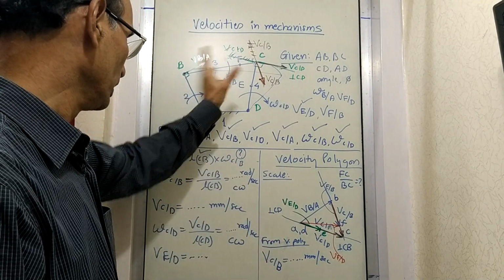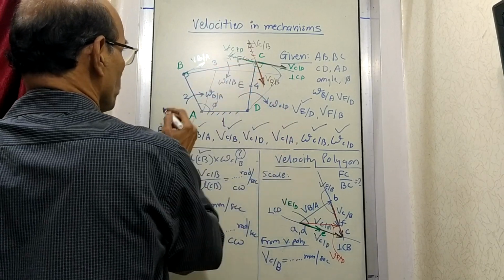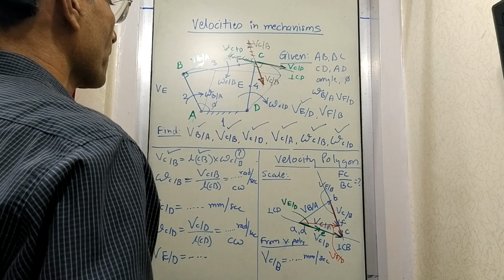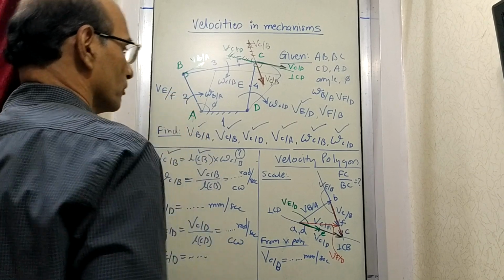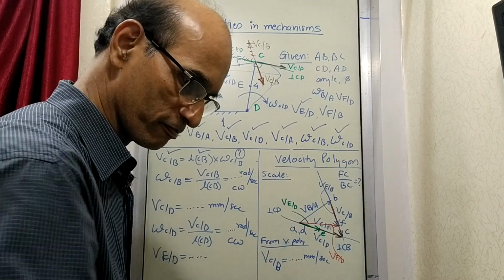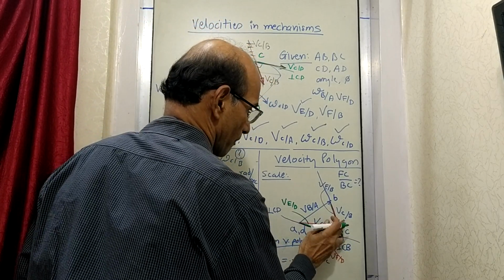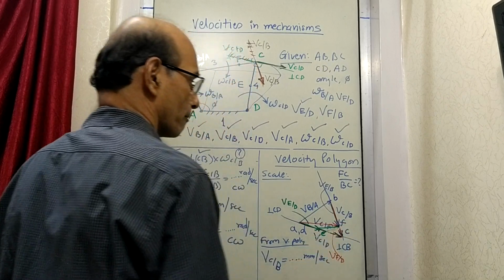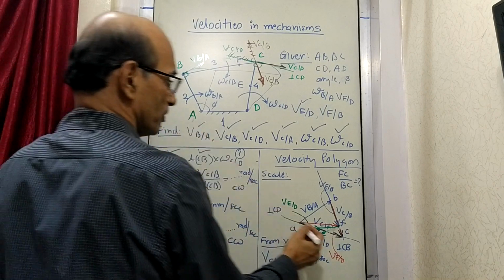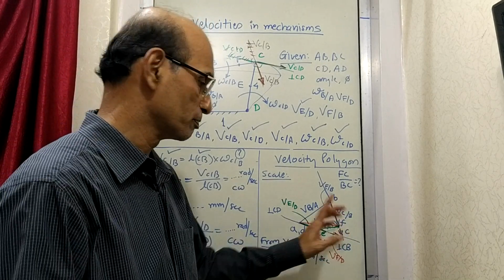Once you know the polygon, now any point on the link you can find out. Suppose somebody else is asking you velocity of E with respect to F. Now E is here, F is here. So join those two points, E and F. If you join these two points, here it is. And the arrowhead is at E, tail is at F. Accordingly you draw. So that becomes velocity of E with respect to F.